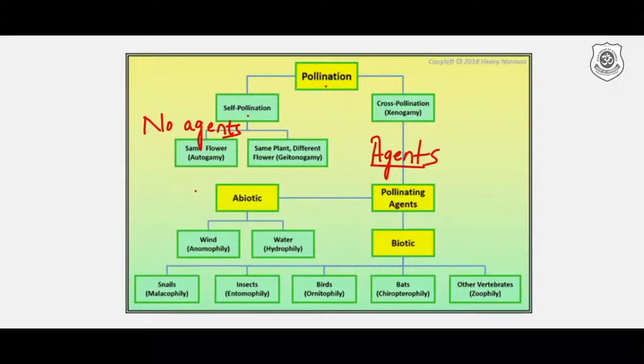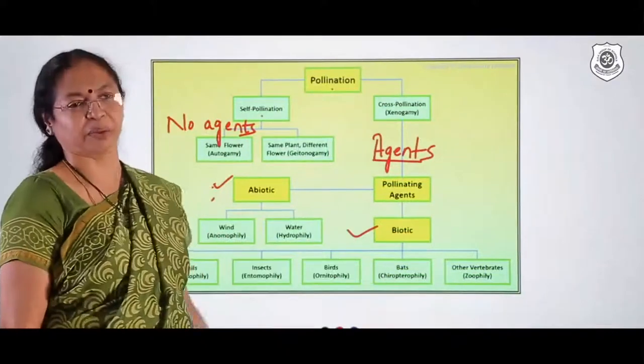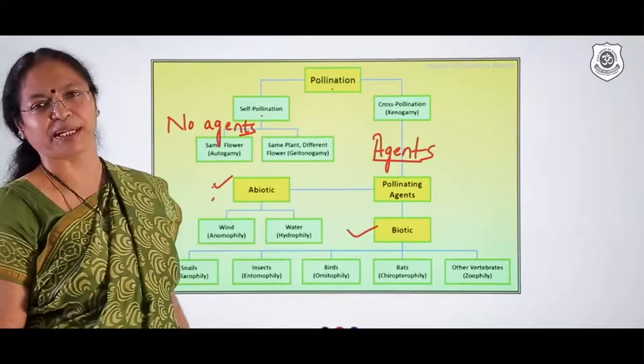So what are the pollinating agents? It can be either abiotic or it can be biotic. The words are self-explanatory. What do you mean by abiotic and biotic? The word abiotic says they are non-living, whereas biotic says very much they are living. These are the living agents which can bring about pollination. These are the non-living agents which can still bring about pollination.